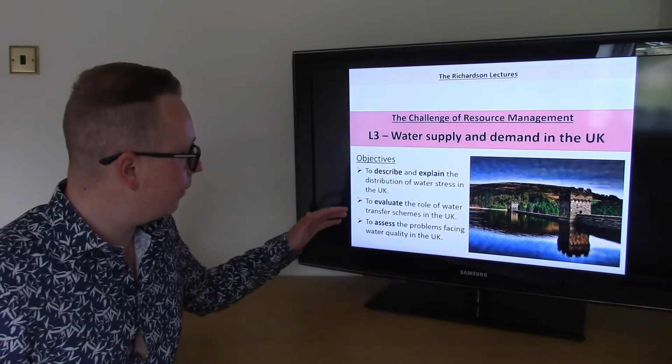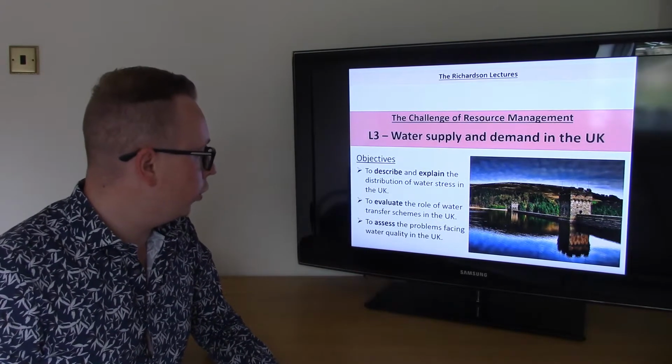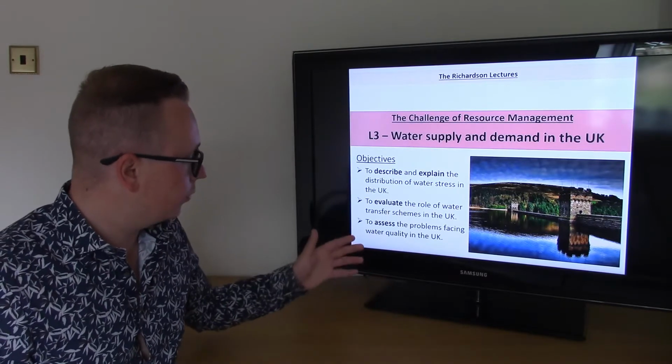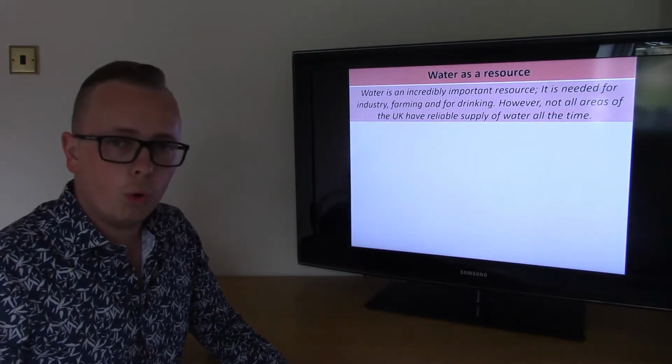We need to be able to describe and explain the distribution of water stress in the UK, to evaluate the role of water transfer schemes in the UK, and at the end we'll just touch upon the problems facing water quality in the UK. So first of all, water is a resource.